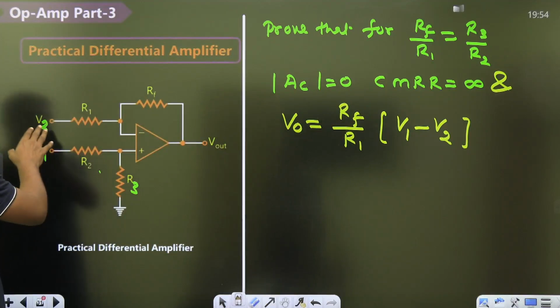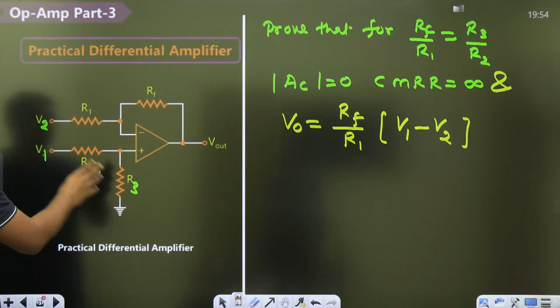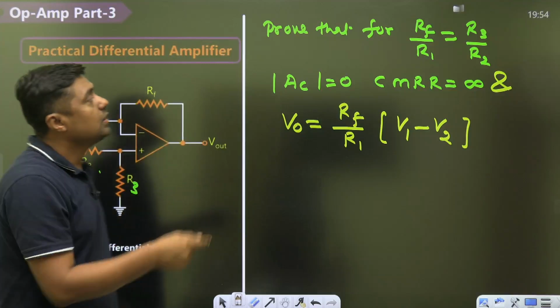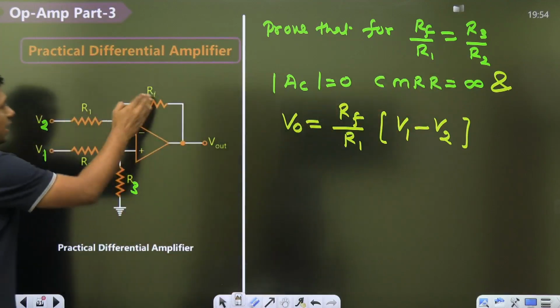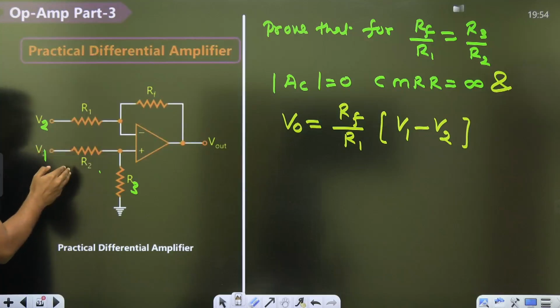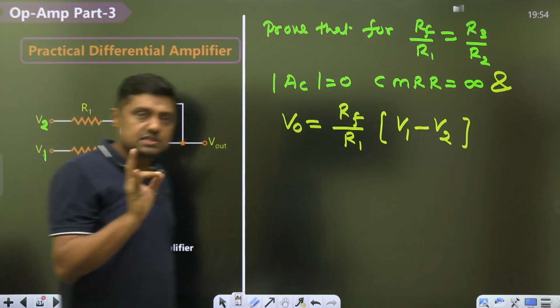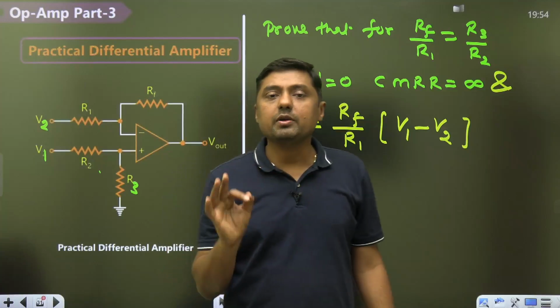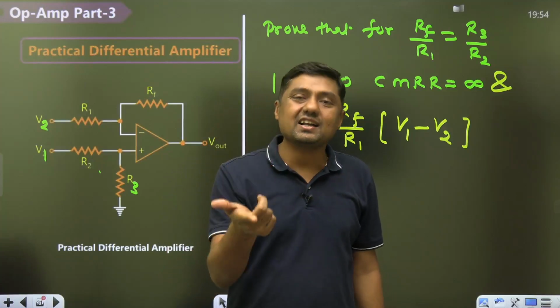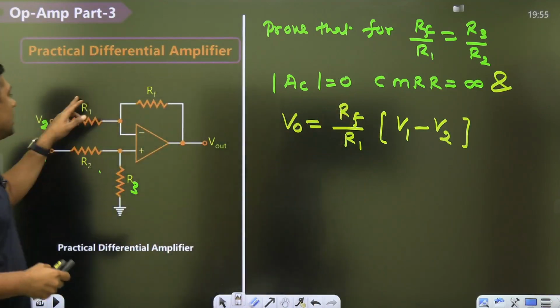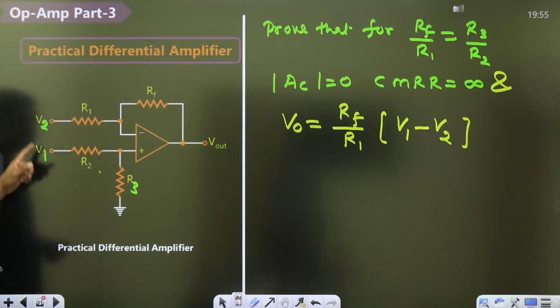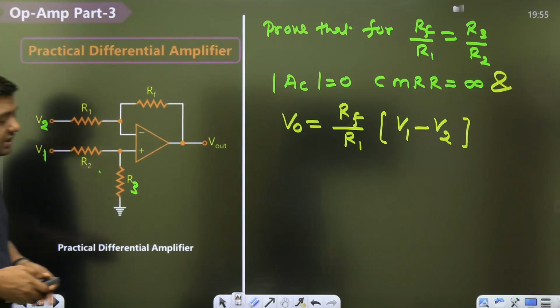This is the V1, that is the V2, this is RF, this is R1, this is R3 and R2. You have to prove that for RF by R1 equal to R3 by R2, AC will become 0 and CMRR will become infinite, and finally you will get the answer. V0 is equal to RF by R1 into (non-inverting terminal voltage minus inverting terminal voltage), and that is the output.